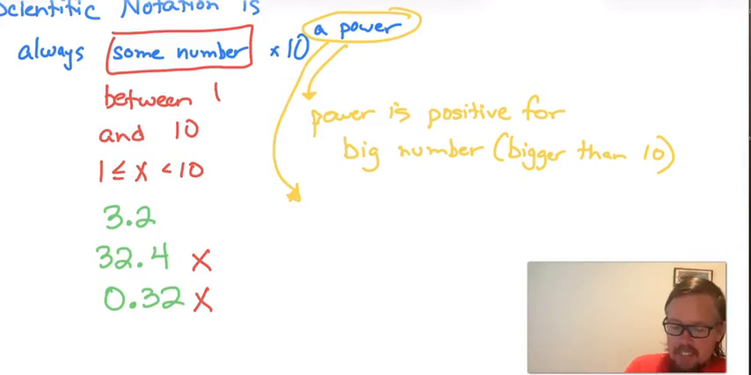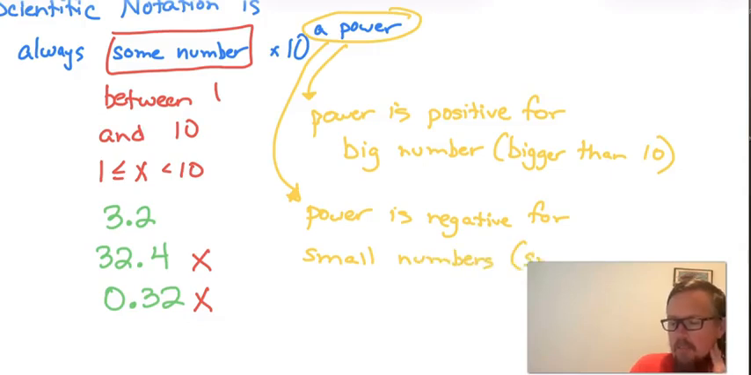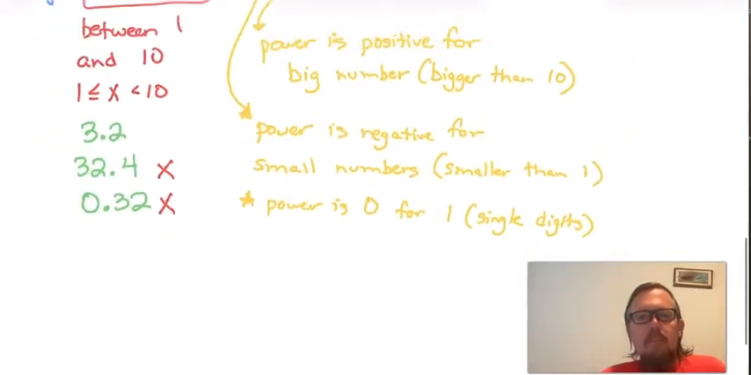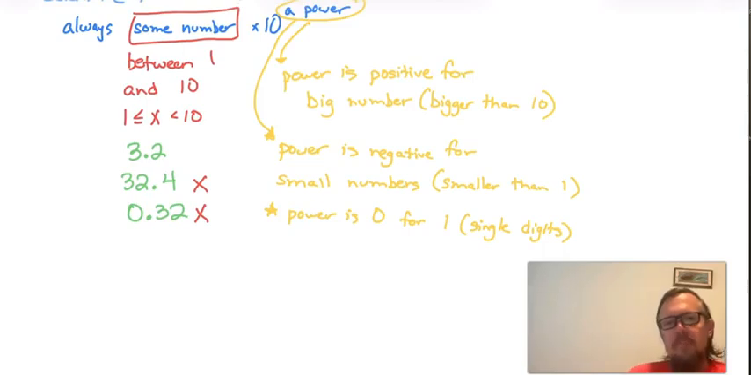The power is negative for small numbers. And that'd be numbers that are smaller than 1. And the reason I want a distinction is this is our special case. The power is 0 for 1, or single digits, I guess. You'd rarely use scientific notation for that, but I suppose you could. If you wanted to be a weirdo, you could use it for single digits.